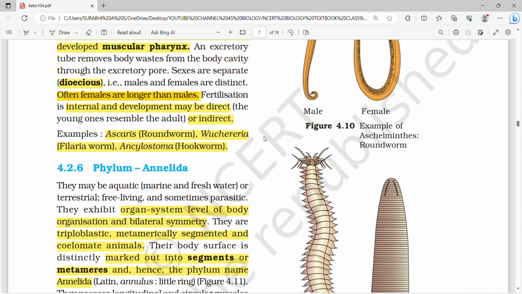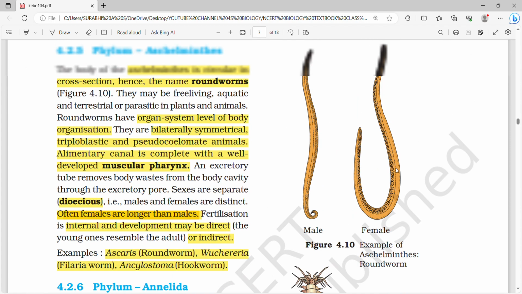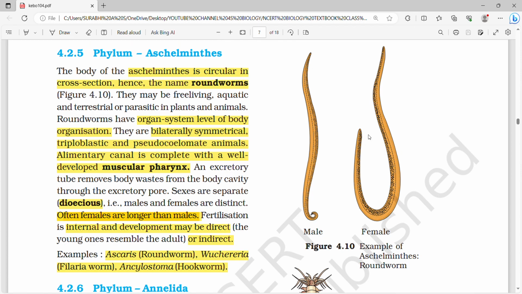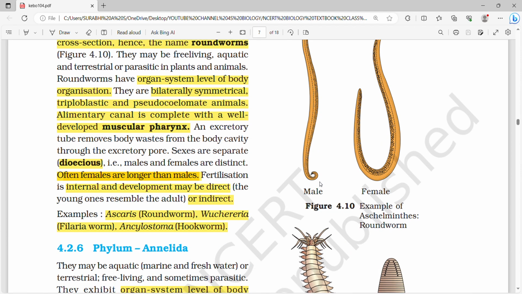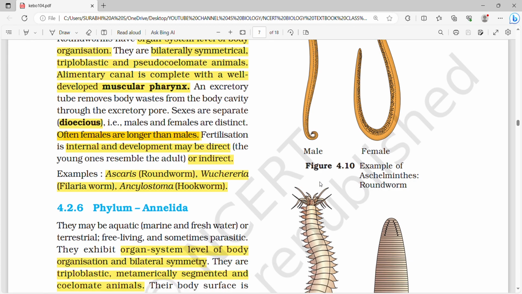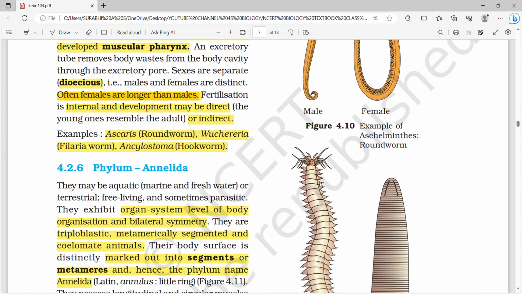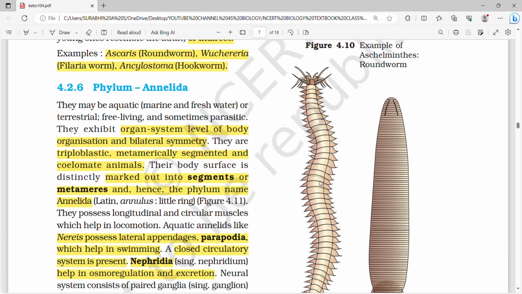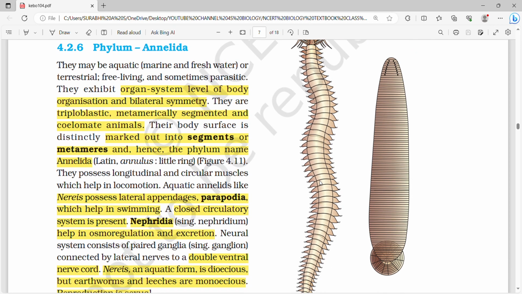The sexes are separate, that is dioecious. Often, this is very important, females are longer than males. Fertilization is internal, and development may be direct or indirect. Examples are Ascaris, that is roundworm, Wuchereria, the filaria worm, and Ancylostoma, that is hookworm. Next, phylum Annelida.